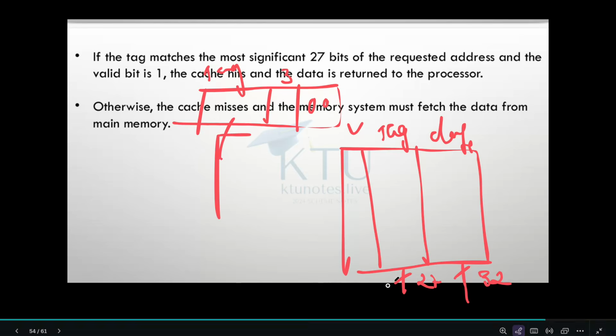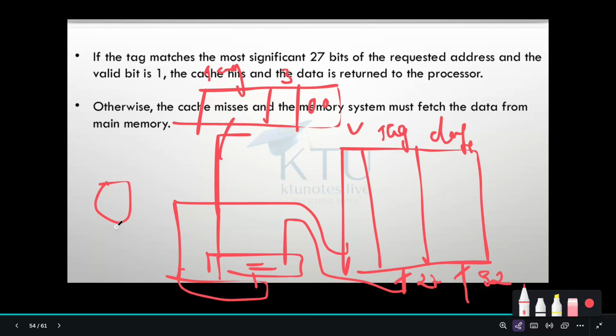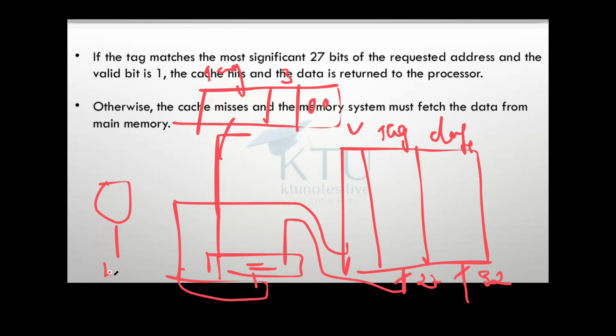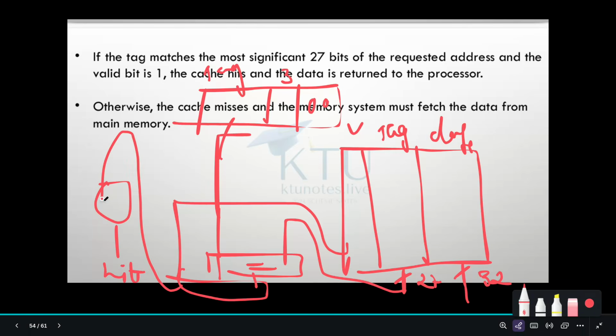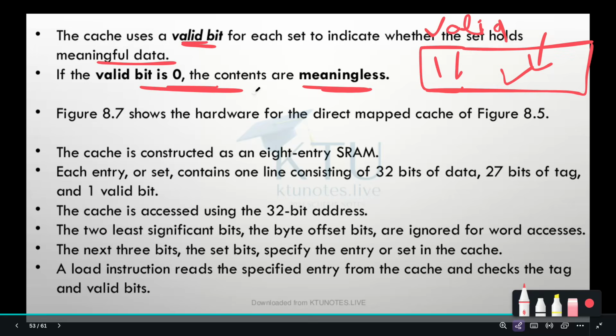Now this and this tag, we will see if they are equal, right? We will see they are equal, and also the valid bit we will take and do the AND of that. We will do the AND of this operation to see if we get a hit or not. That is what we have drawn here. Fine. This you have to learn how to draw this diagram. So this is what it is saying.